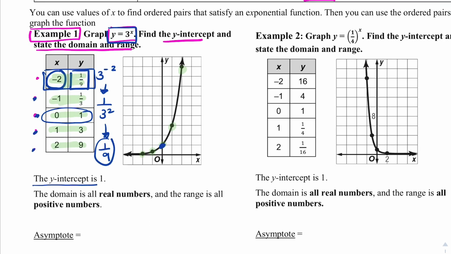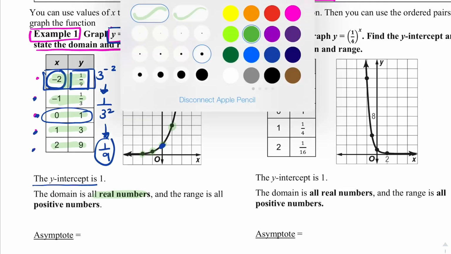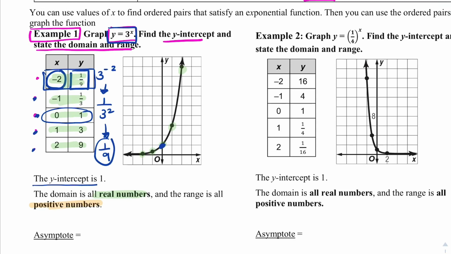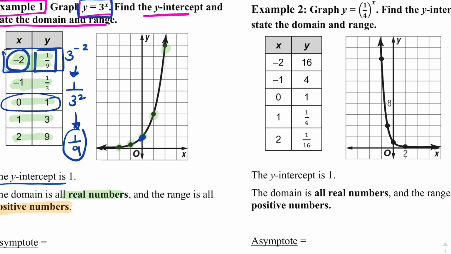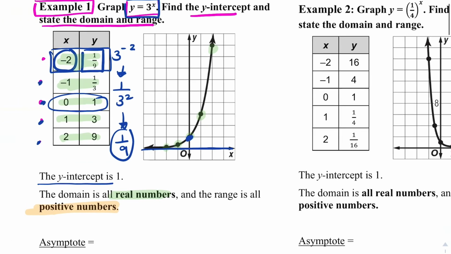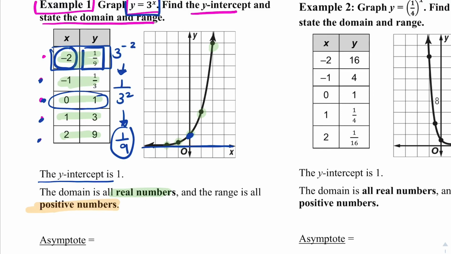So the domain of this function is all real numbers because it's continuing to the right and to the left infinitely in both directions. And the range is slightly different. The range is all positive numbers, because what might not be clear from the graph here is actually that curve does not come into contact with the x-axis. It just skirts above it the whole way.